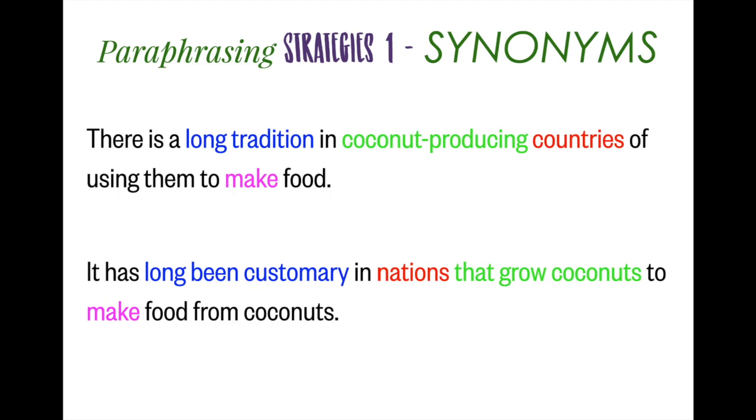And instead of saying countries, I said nations. We can see how they're synonymous, right? The third one, instead of saying coconut producing, I said nations that grow coconuts. Now that's not necessarily a direct synonym, but it has the same meaning, and that can be a form of paraphrasing. And in the bottom one, it says to make food from coconuts.